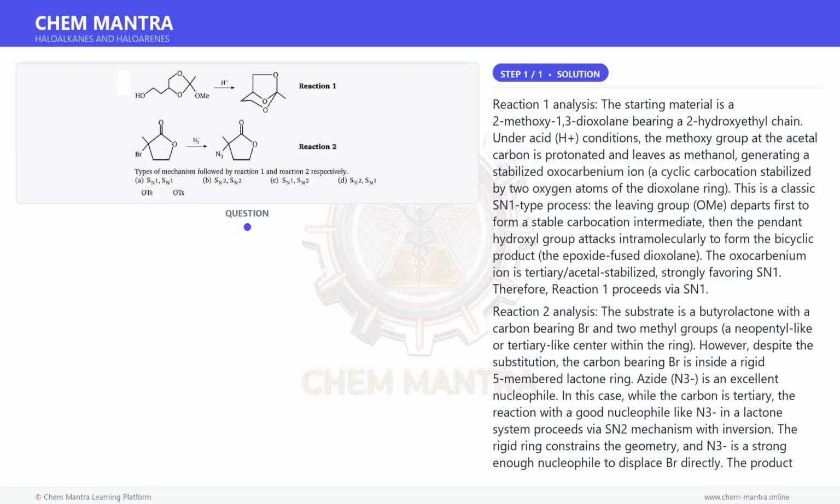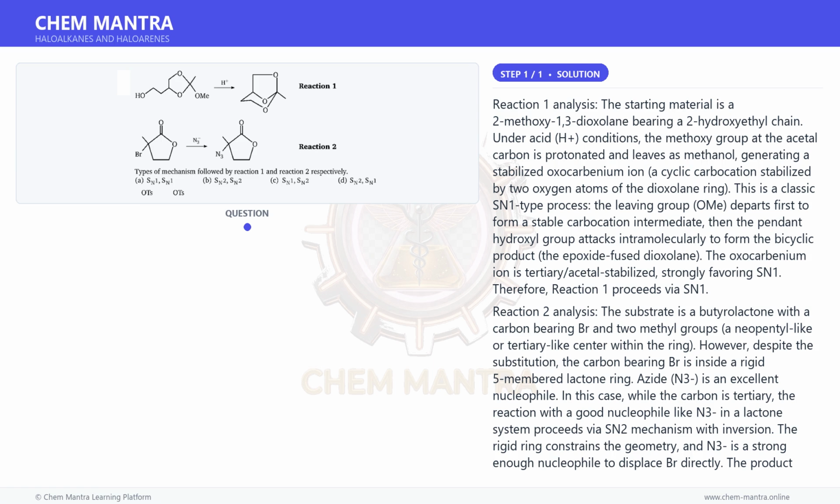Why other options fail? A. SN1, reaction 2 is not SN1, N3 is a good nucleophile and the reaction is bimolecular. B. SN2, reaction 1 is not SN2, it proceeds through a stable oxocarbenium ion, SN1. D. SN1, reaction 1 is SN1, not SN2, and reaction 2 is SN2, not SN1.